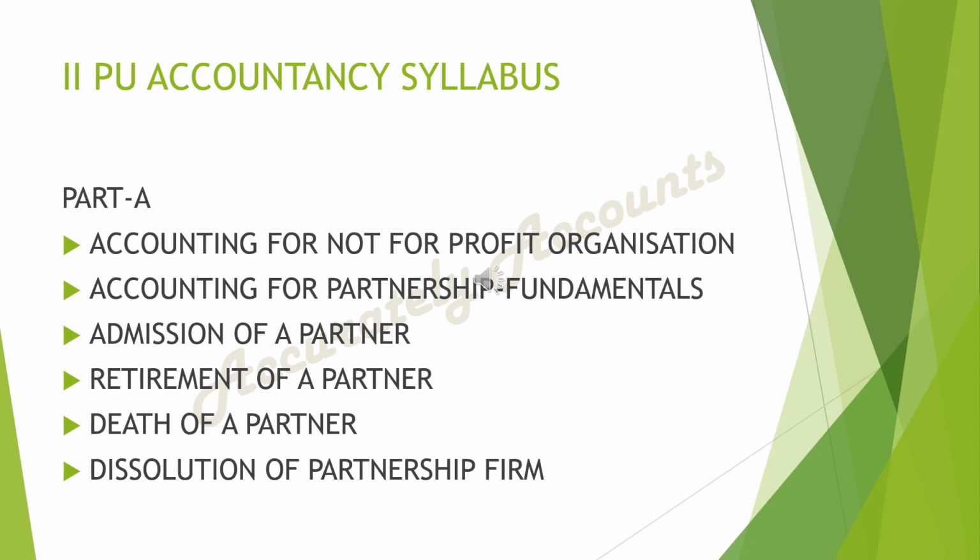In this video, I have explained the syllabus of accountancy first, followed by the introduction to the first chapter of second PUC accountancy. The second PUC accountancy syllabus is in two different parts. The first part comprises accounting for not-for-profit organization, accounting for partnership, under that fundamentals, admission of a partner, retirement of a partner, death of a partner, and dissolution of partnership.